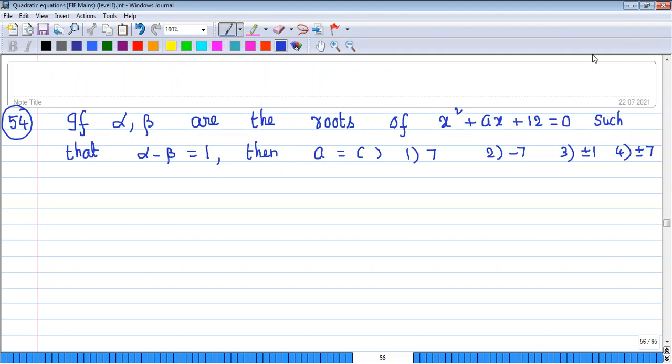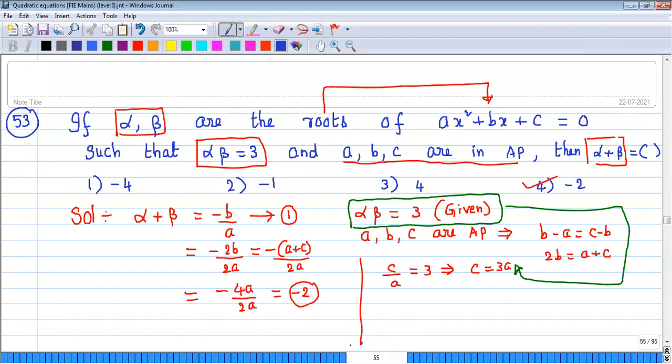As the difference of the roots is 1, it means there are two consecutive integers. Okay, sir. You can move.